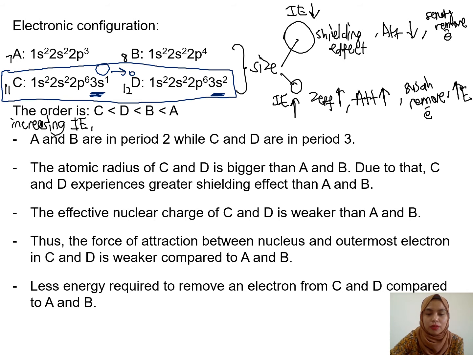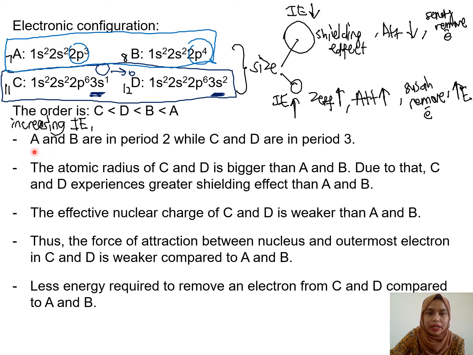Okay, let's say you compare between A and B. Okay, A and B, they also belong in the same period, which is the second period, but in the p block. And then they are in the p block. After that, okay, the ionization energy of A is higher than B. Okay, why? So let's look at the explanation one by one.